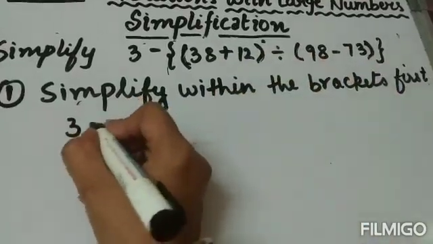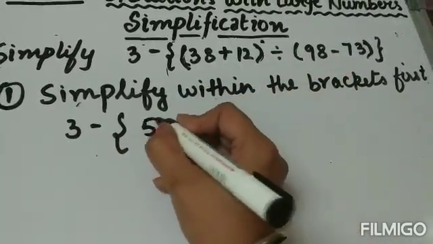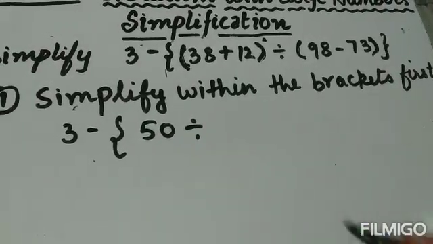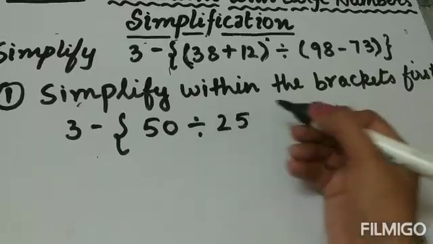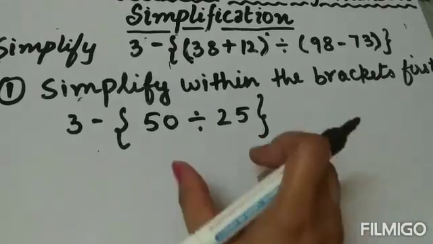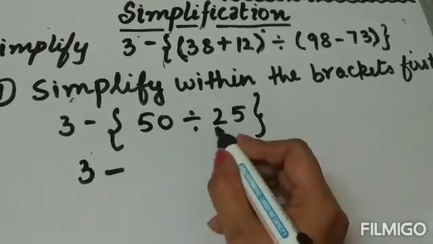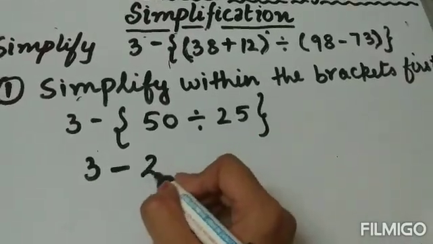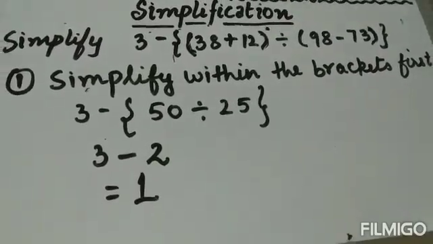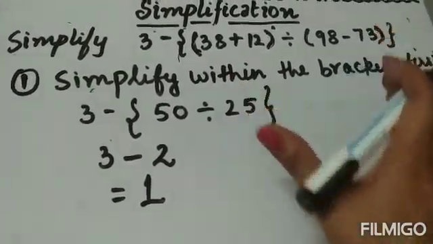So this will be 3 minus, 38 plus 12, this will be 50, and 98 minus 73 is 25. Okay, now we will solve this bracket. So this will become 3 minus 50 divided by 25, which is 2. After that subtract, 3 minus 2 is 1. So this way you will solve the sums with brackets.